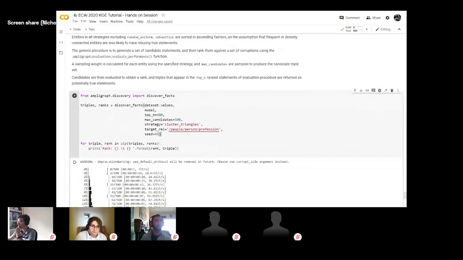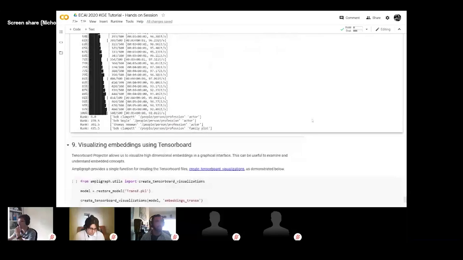So we've run the model, and again, slightly different results than the ones in the preset, but generally the same ones. So here we have Bob Clampett, they're predicting is an actor, Bob Boyle is an actor, Thomas Newman is an actor. So I did actually check who these people were. They're not necessarily actors, but they do work in the movie industry, as directors and animators. But again, depending on the graph, you'll get better or different results, or depending on how long and how many candidate statements you want to generate.